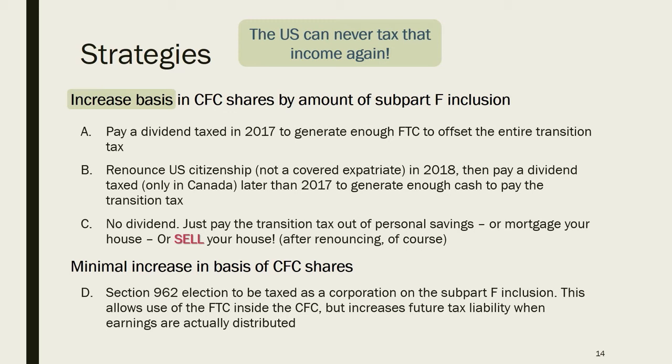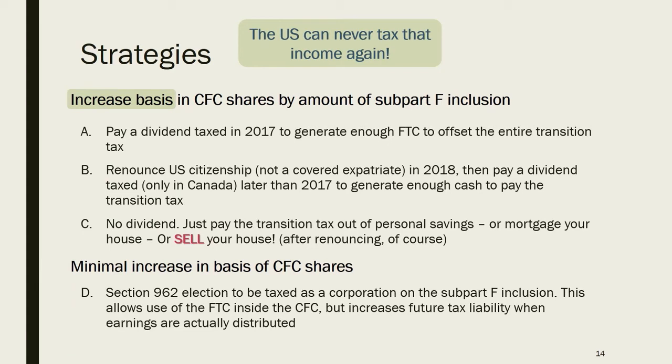So that means if I increase the basis of the corporation, the U.S. can never tax that income again. So that's good. That would include on a renunciation of U.S. citizenship for covered expatriates. That's right. So when a covered expatriate computes the gain on the shares, that gain's going to be less by that $1 million that I've included.